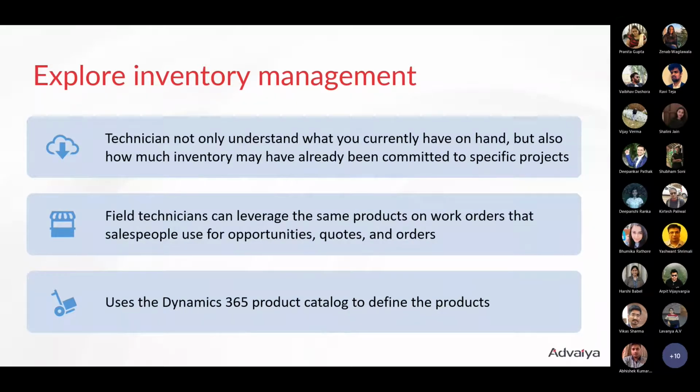In Field Service, technicians can leverage the same products on the work order that salespeople use for an opportunity, quote, and order. But in inventory management, the product should be defined in the Field Service sections, whether these products are associated with inventory, non-inventory, or service, so that they can be handled accordingly. And Dynamics 365 also provides the product catalog to define the products, where the products have to be managed in different units with different price lists and the costing of the particular products.